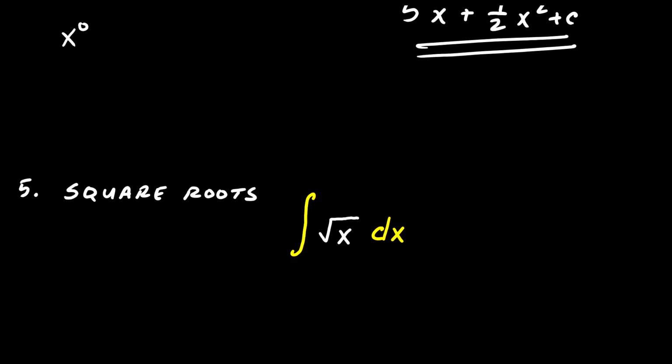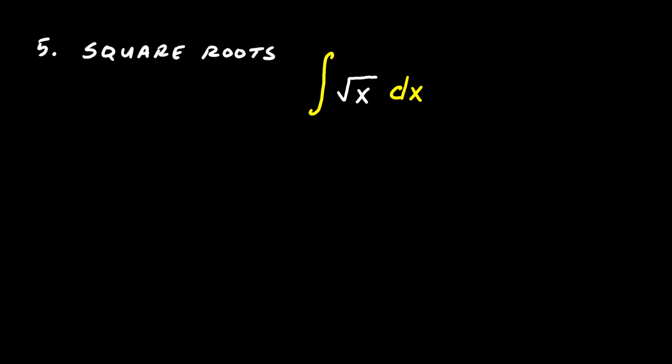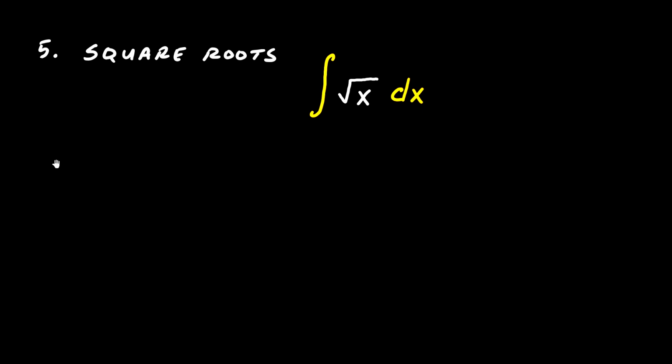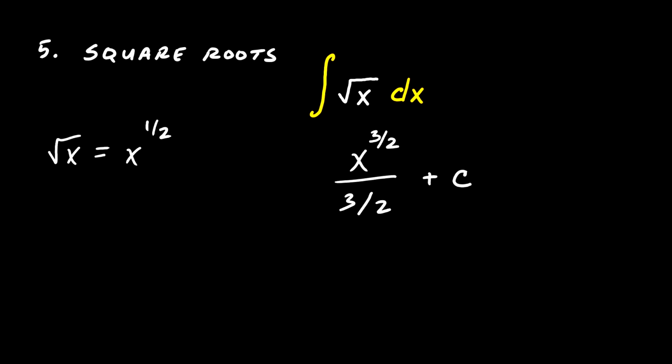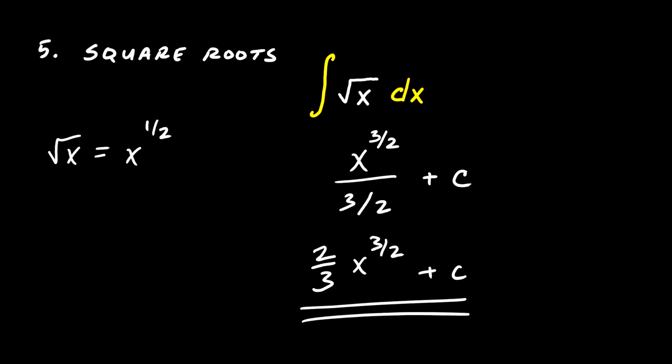And then we may have to deal with square roots. So we'll have to remember how to rewrite square roots, which is pretty straightforward. Just recall that the square root of x can be rewritten as x to the 1/2 power. So in this case, we'll have x to the power higher of 1/2, which is 3/2, and then we're going to divide by 3/2. But I want you to remember that dividing by that fraction is the same as multiplying by its reciprocal, and we'll get in the habit of just multiplying by the reciprocal after we raise the power, and we're left with 2/3 x to the 3/2 plus c.